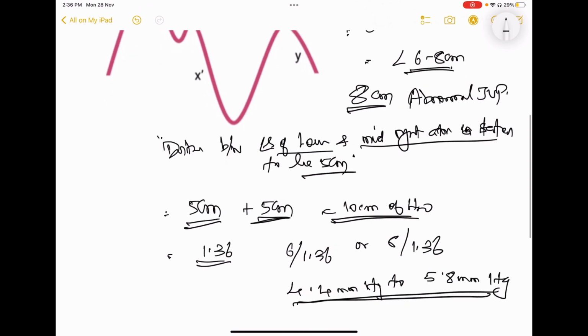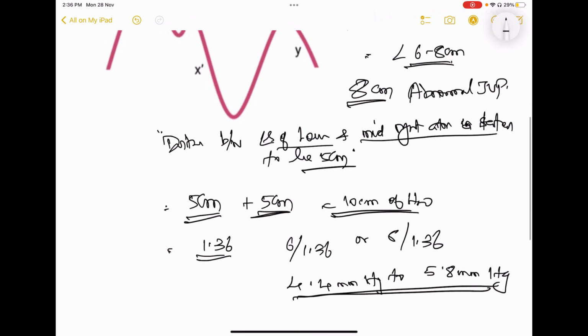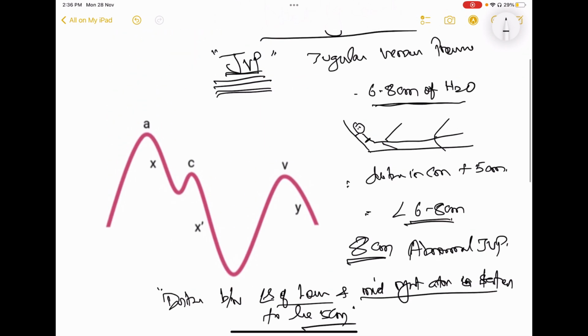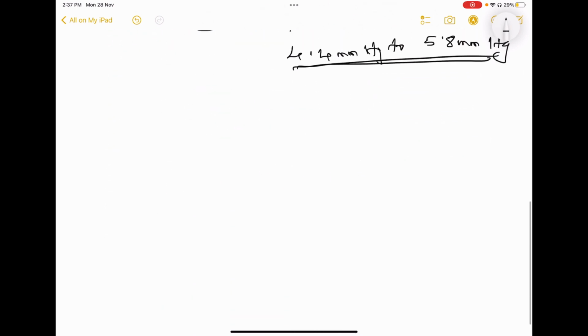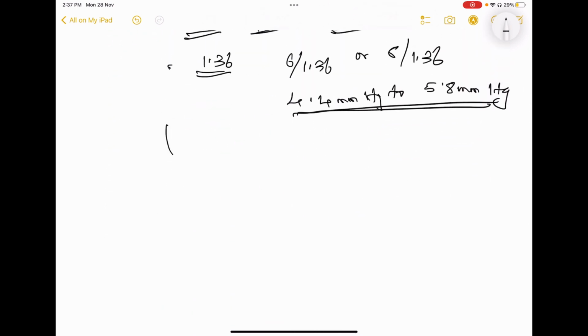So now that we have a basic understanding of what JVP is, we'll discuss the different waveforms that are seen in JVP. There are 3 positive waves, as you can see here. A, C, and V are the positive waves, and the initial part of the X descent, the X descent proper, and the Y descent, they're all the negative waves. So why do these different waves occur? We can understand that by a simple diagram.